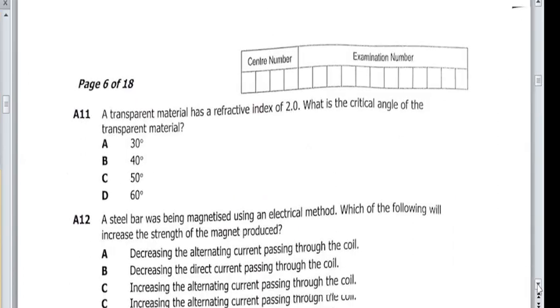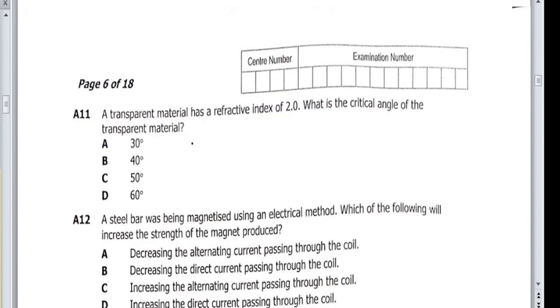Let us see question 11. We have question 11 there. A transparent material has a refractive index of 2.0. What is the critical angle of the transparent material?